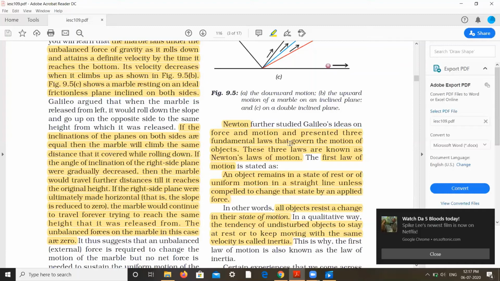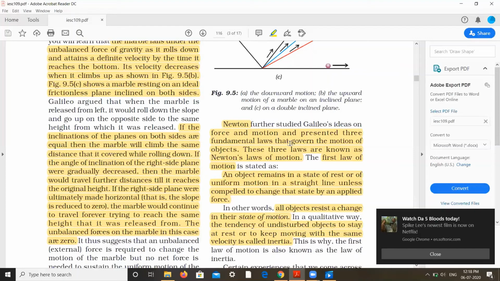It means if the external force is taken to be zero, then the object is not going to change its state of motion, either at rest or in motion. But when an unbalanced force is applied, that unbalanced force may create motion. If the object is steady, at rest, it may start moving. If the object is moving, then it may come back to the rest position.